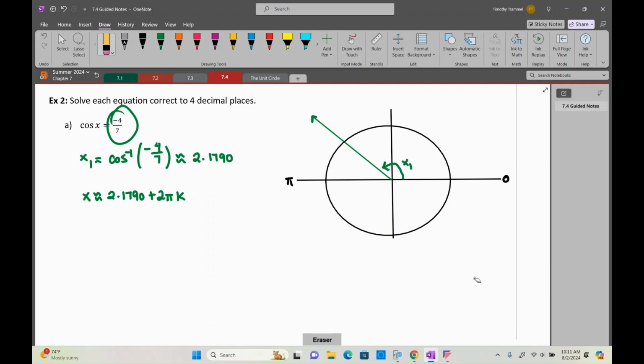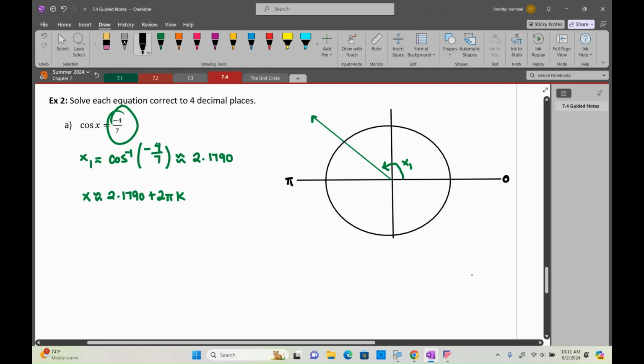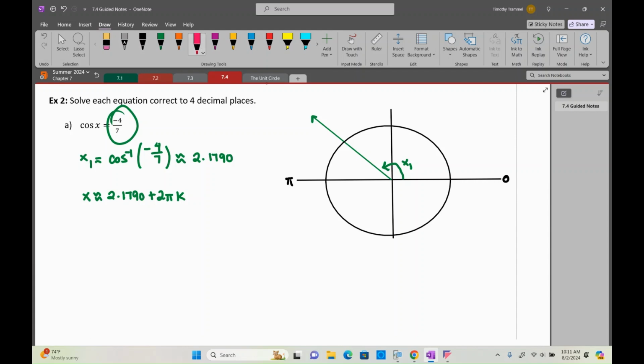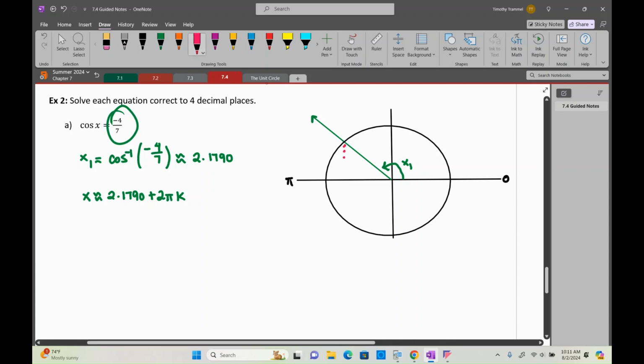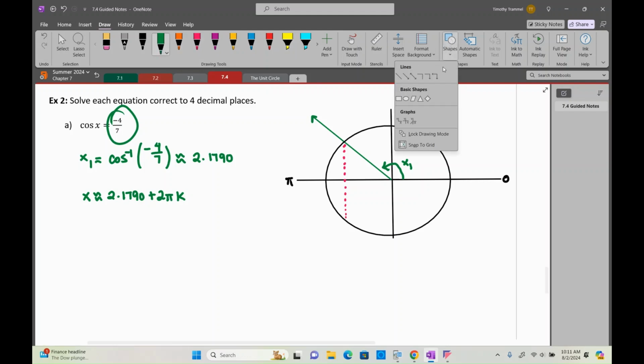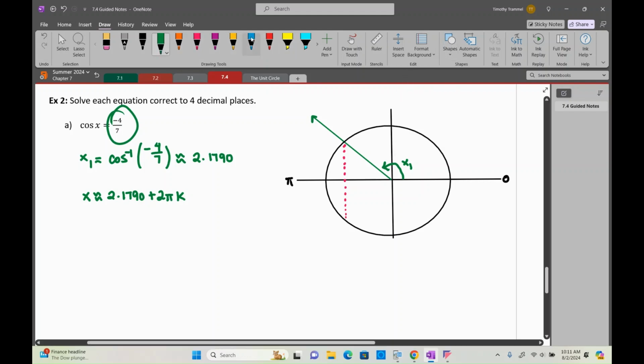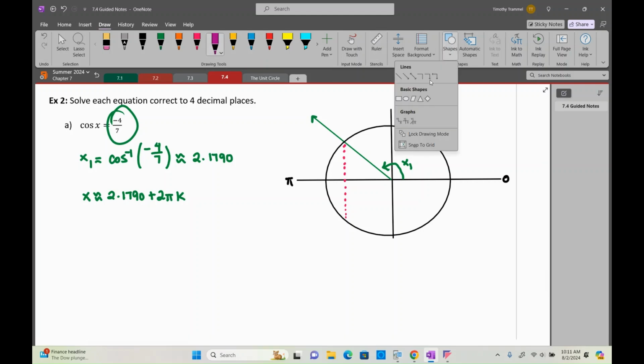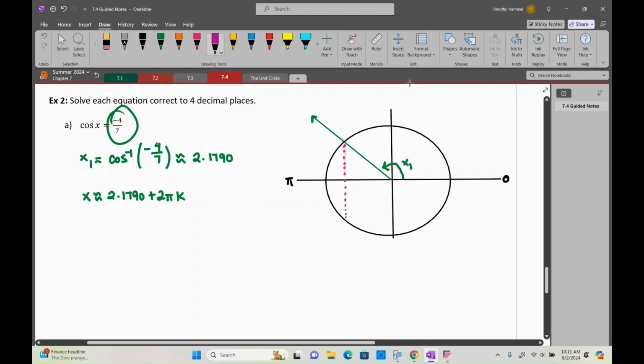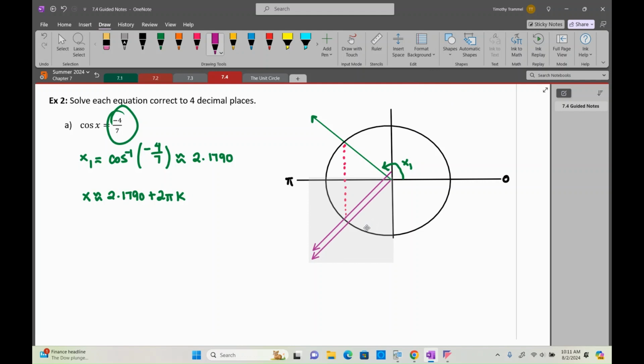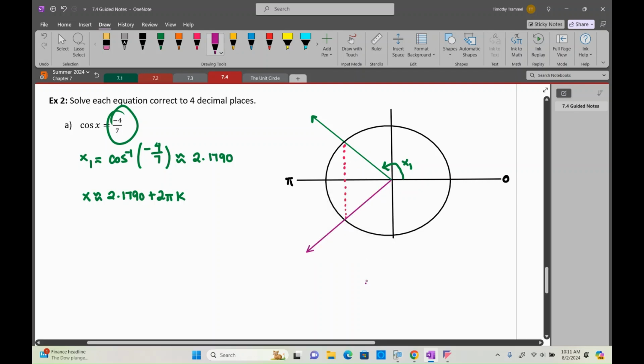There we go. And so remember, cosine is the x value on the unit circle. So there is actually another spot on your unit circle that has the exact same x value. And so if I just move straight down here, I can sketch in this new angle, which I'm going to need to adjust here. That didn't come out perfectly. There we go. That's much better.